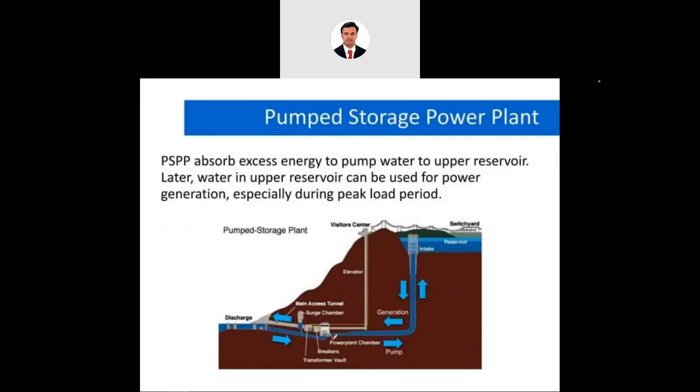So the main component of this type of power plant is the turbine generator, or we can call it a motor and pump. It will work as a turbine, and also as a pump. During the daytime when demand is less, it will pump water back up to the higher reservoir, and during that condition this turbine is working as a pump.